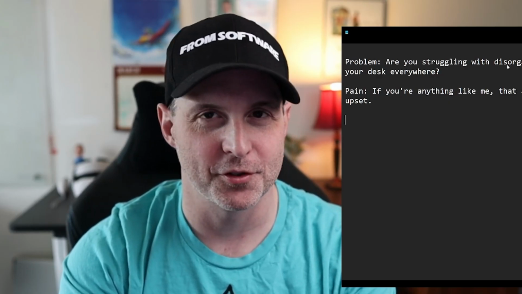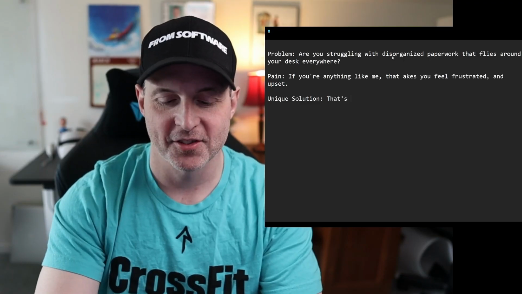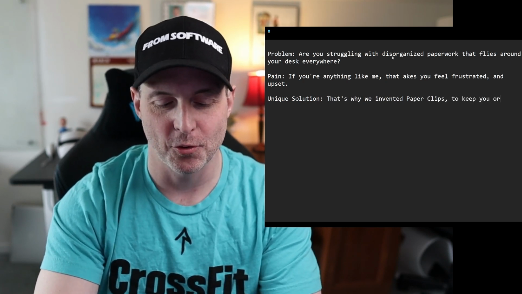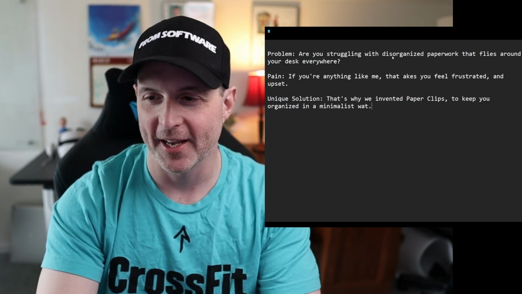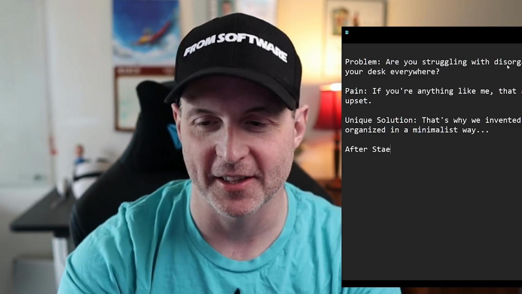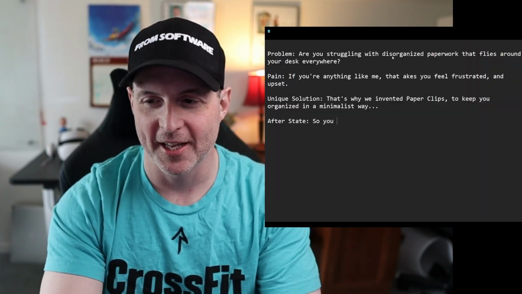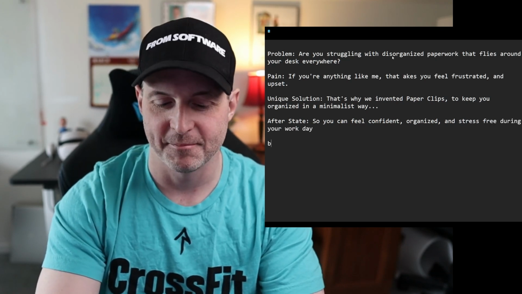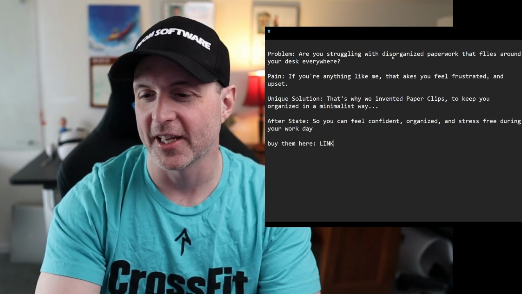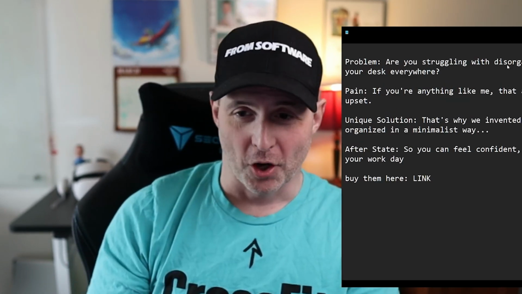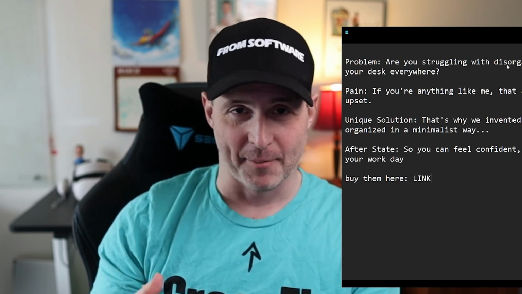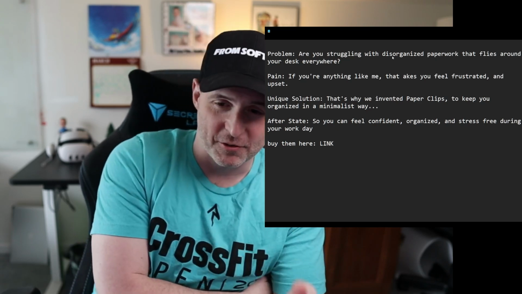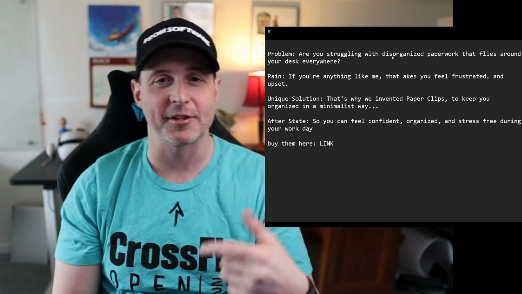And then we would move to the unique solution here. That's why we invented paper clips, to keep you organized in a minimalist way. And then we would say the after state, the emotional after state. So you can feel confident, organized, and stress-free during your workday. Buy them here, right? And then we might have a link. So this is how we would normally go about creating old school ad copy based on problem, pain, solution. Obviously there's the unique solution and the after state, and then there's a CTA, but this is basically what it is.